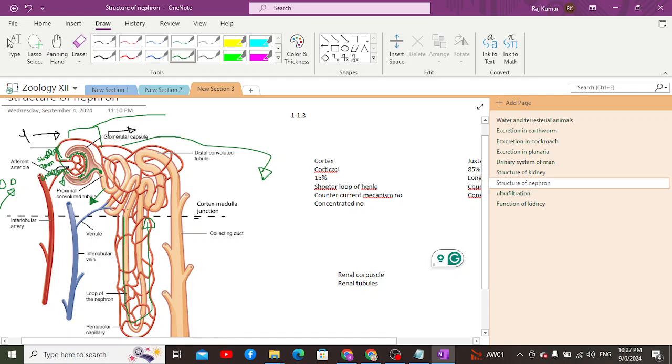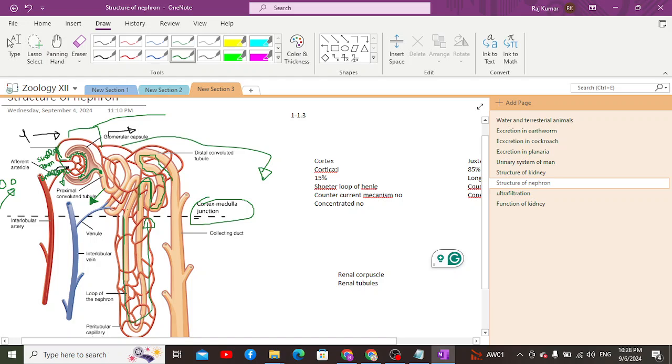On the other hand, the pressure is higher in the ascending loop of Henle and lower in the descending loop of Henle. After the loop of Henle, we have the distal convoluted tubule, which is again found in the cortical region. As you can see in the diagram, this is the cortex-medulla junction. The upper region is the cortex and the downward region is the medulla. In the cortex, the loop of Henle comes back from the ascending loop and forms the highly coiled distal convoluted tubule.